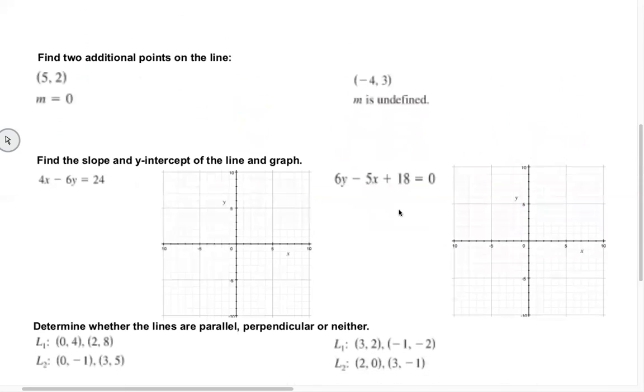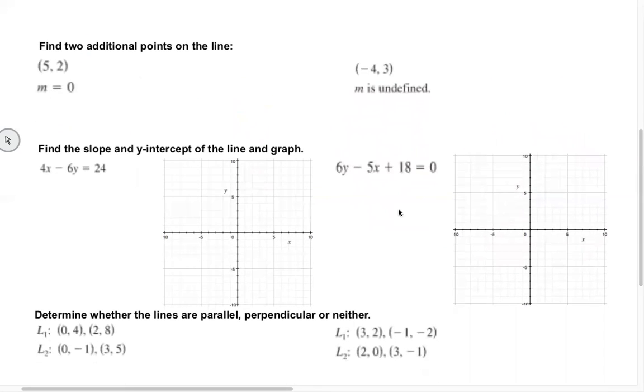All right. Slope of 0, slope of undefined. Basically, what these questions are asking you is just give me 2 more points on them. They're way easier than you want it to be, right? If the slope is 0, that means it's a horizontal line, right? So I want 2 more points on a horizontal line, which means which value is consistent.